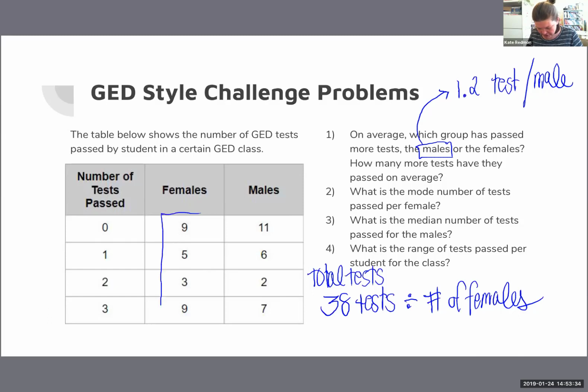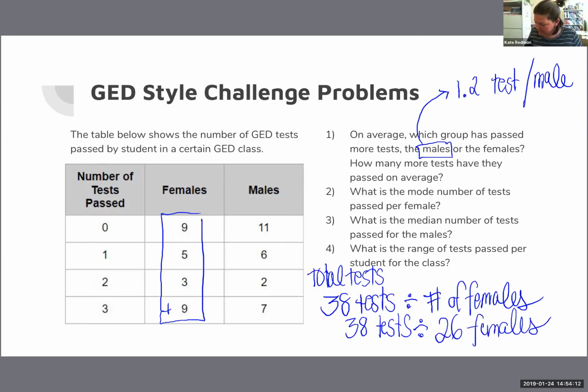We were just trying to figure that out when everything went wrong, so let's figure it out. If I've got 9 who said 0, plus the 5 who said 1, plus the 3 who said 2, and the 9 who said 3, I would get 26 females in the class. So I'm going to take those 38 tests, divide it by those 26 females, and that will give me the tests per female. 38 tests divided by 26 females, and I'm seeing that the females have passed 1.46, yada, yada, yada, tests. If I were to round that, we're looking at about 1.5 tests per female.